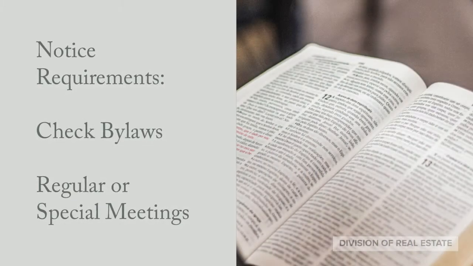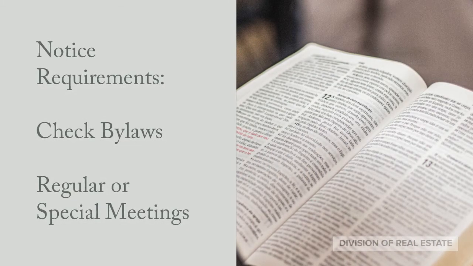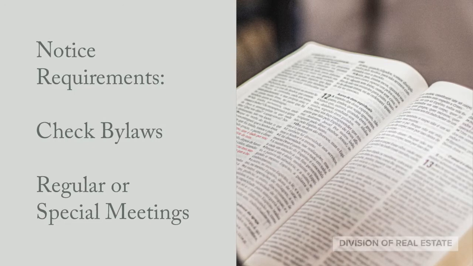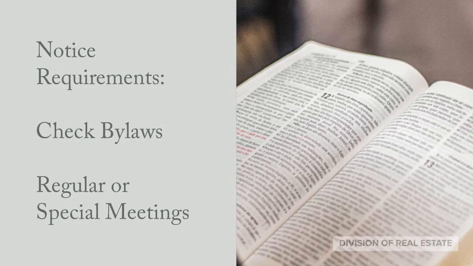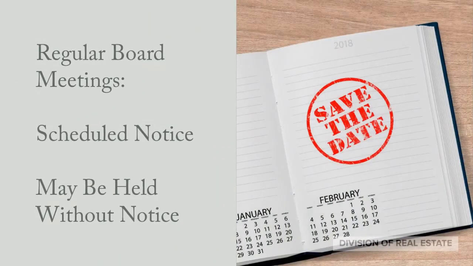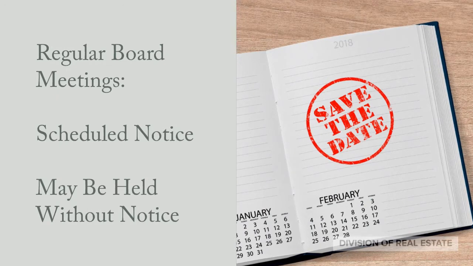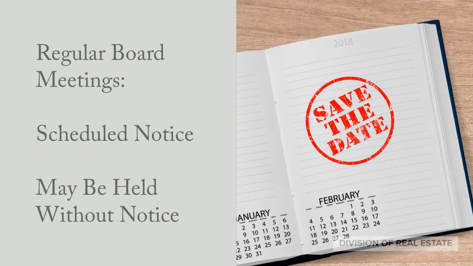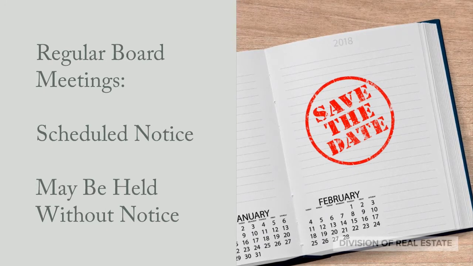Meeting notice requirements. With regard to Board of Director meetings, first check your association's bylaws to see what the notice requirements are. The Board of Directors may hold both regular or special meetings. A board usually has the power to establish a schedule for its regular board meetings, unless it is restricted or prohibited by the bylaws. Many associations set up a schedule of regular board meetings monthly or quarterly. The notice typically states the dates, time, and location of those meetings.